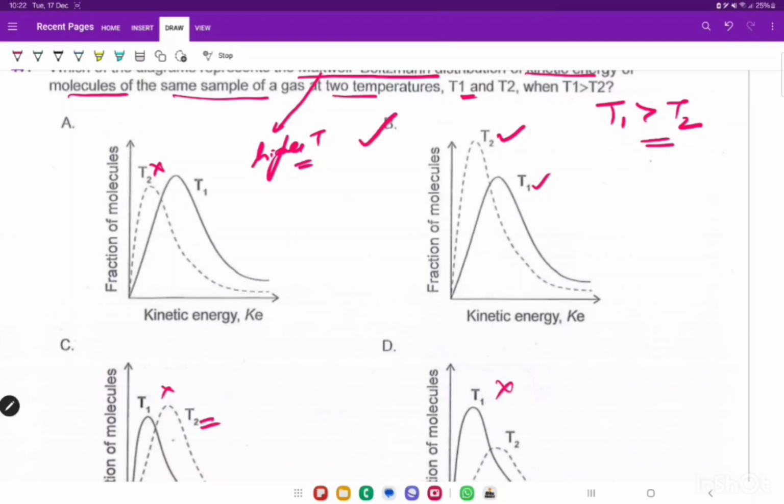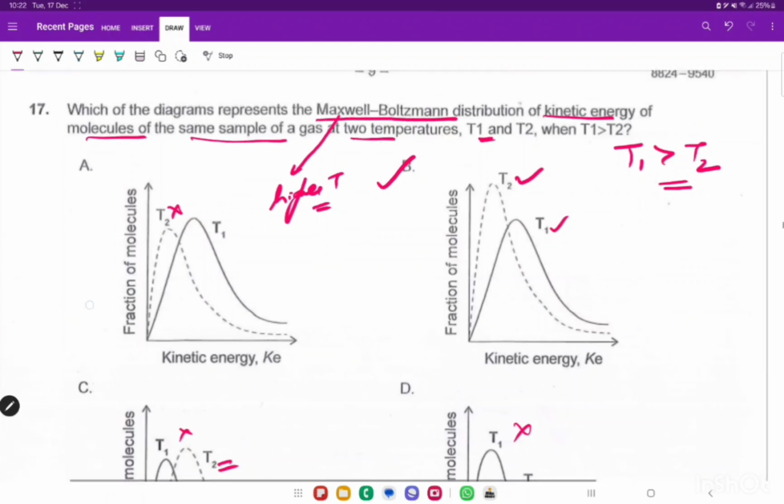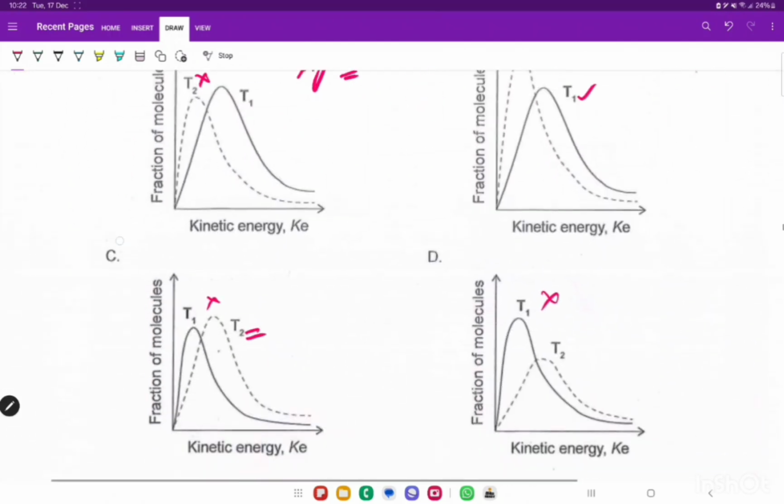The answer is B. Why? Because T2 is the lower temperature whose curve has more height and is less flattened, whereas T1 is the higher temperature, the peak of the curve is below the T2 curve and it is more flat. The answer is B. Question 17, answer is B.